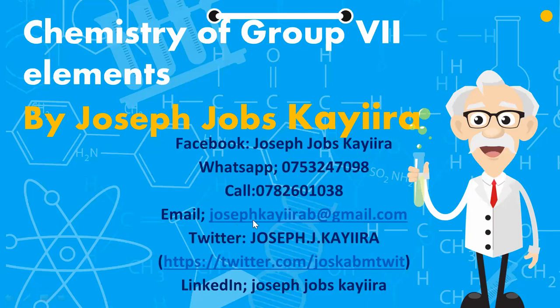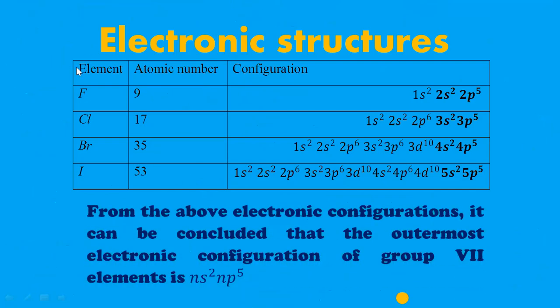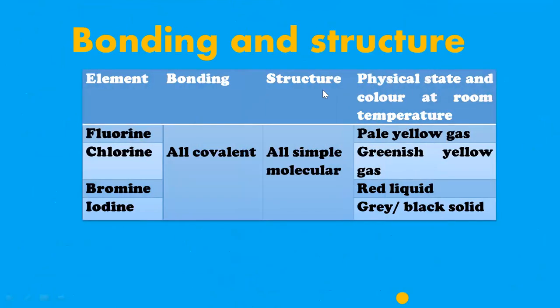So we are looking at the chemistry of group 7 elements, or the chemistry of halogens. In our previous lesson, if I'm to make a recap, we looked at electronic structures of these elements, and we also looked at the general outermost configuration of them. We looked at the bonding and structure variation, if you do recall.